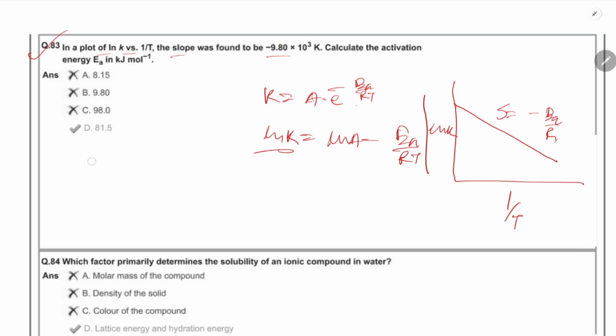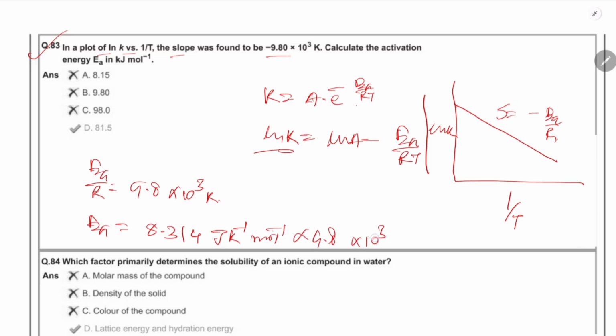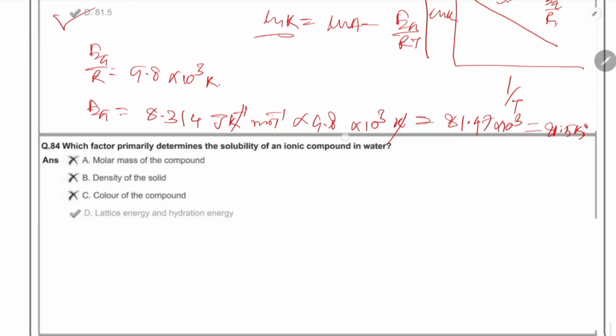So Ea upon R is equal to 9.8 into 10 to the power 3 Kelvin. Then Ea is equal to 8.314 joule Kelvin inverse mole inverse into 9.8 into 10 to the power 3 Kelvin. Now Kelvin will cancel. So the final result will be 81.47 into 10 to the power 3, so 81.5 kJ. So option D is correct answer.